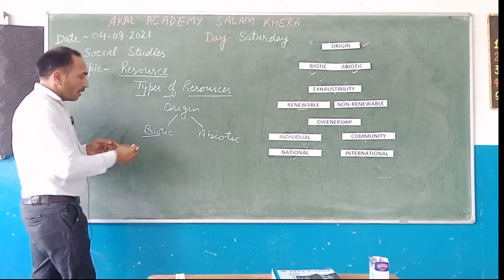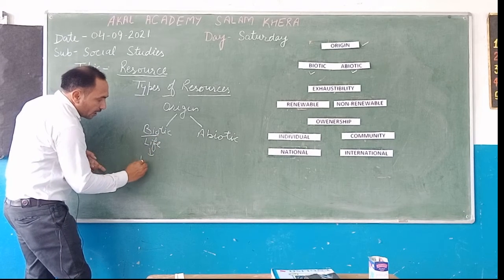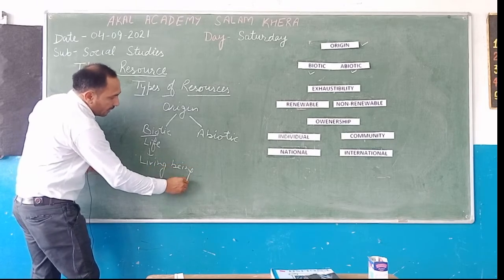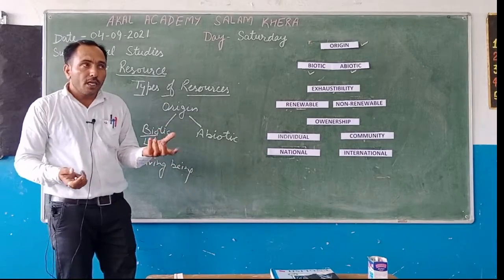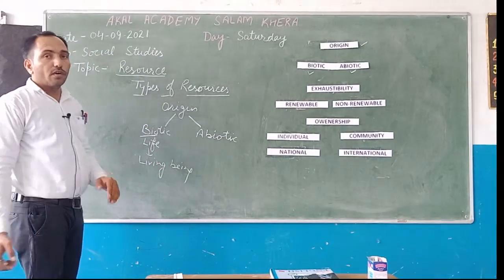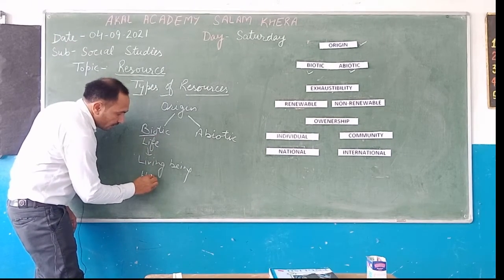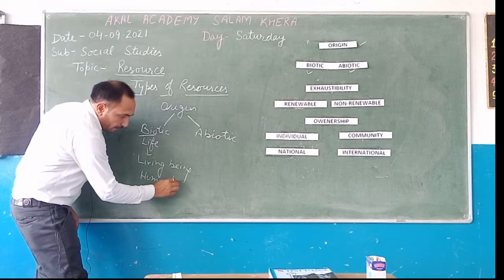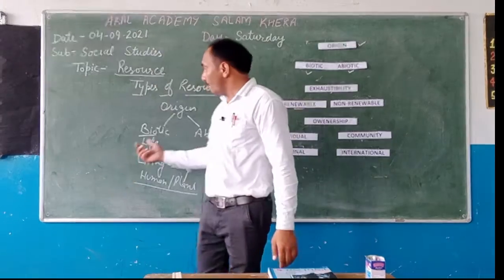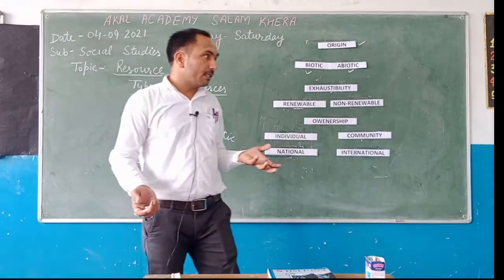Biotic. The word bio means life, and life represents the living beings. It means those having life, they are the living beings, and all living beings are part of the biotic resource. We, the human beings, animals, plants, all are known as biotic resources because we all are living beings.